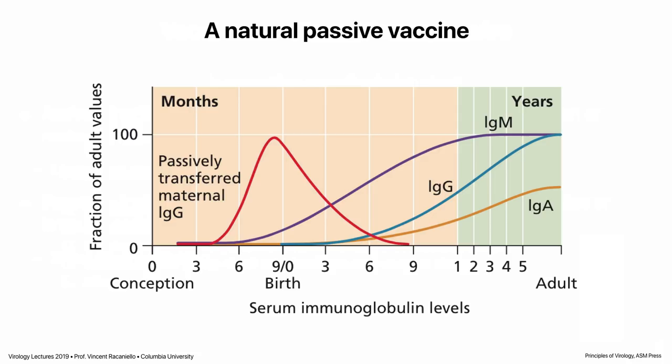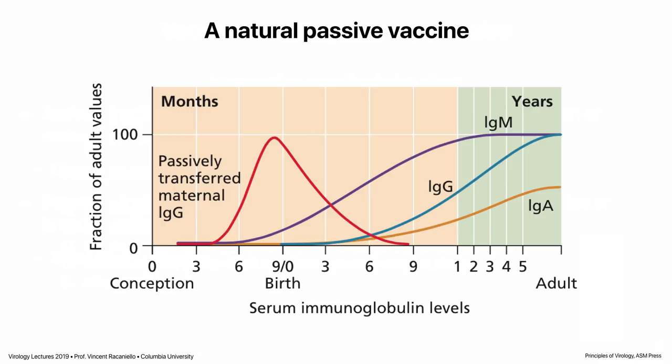So you have your mother's history of immunity. And so the more infectious experiences she's had, the better protection you will have. And then in your early months, you start to build up your own antibodies as well until you're capable of doing it. So that's a passive vaccine.